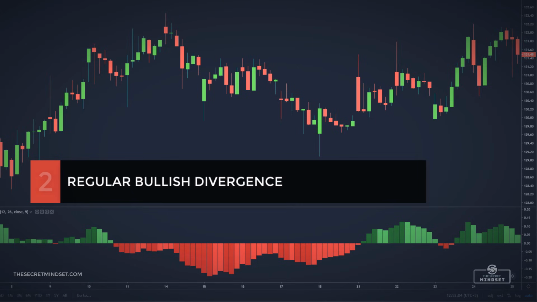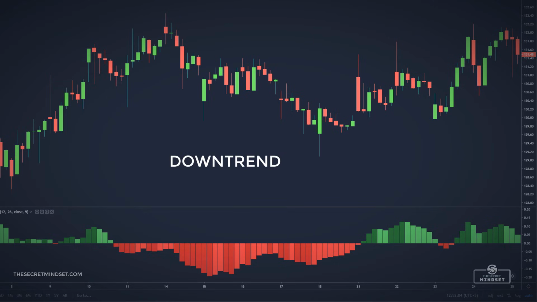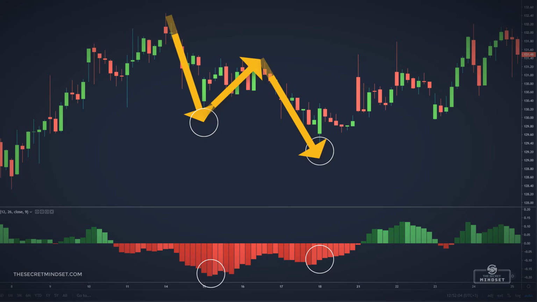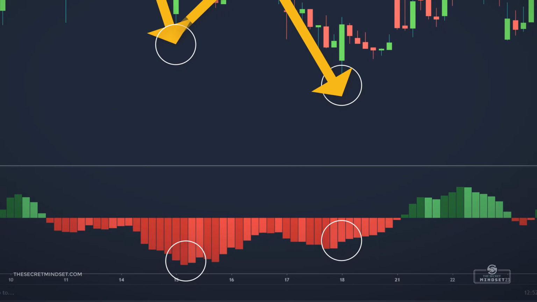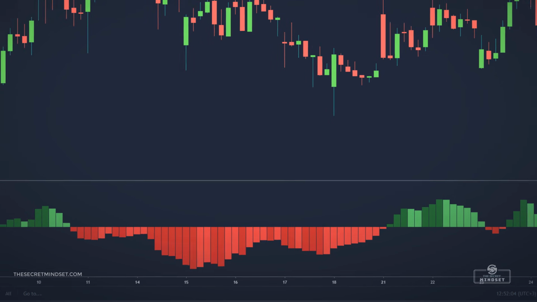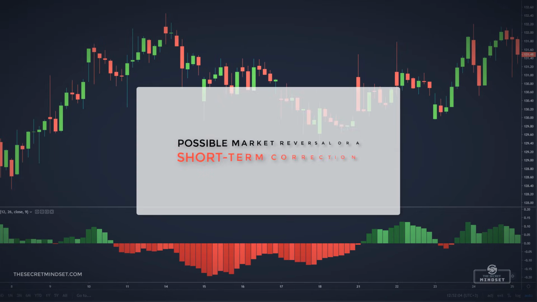And second, we have regular bullish divergence. A regular bullish divergence appears during a downtrend when the price is making lower lows, but the oscillator records higher lows. Again, when we analyze this chart, we see that the price plunged quite aggressively, with the price seeking new lows. This move was not confirmed by the indicator, which failed to record new lows, on the contrary, recording higher lows. Thus, the regular bullish divergence suggests a possible market reversal or a short-term correction.